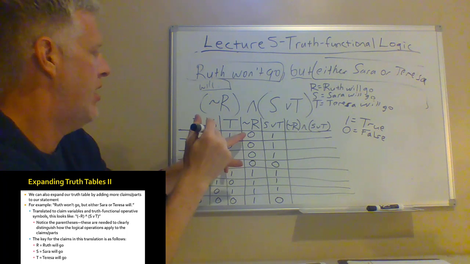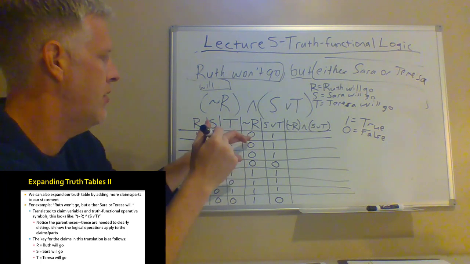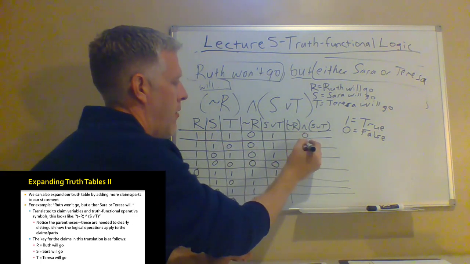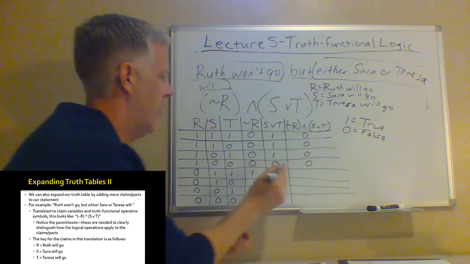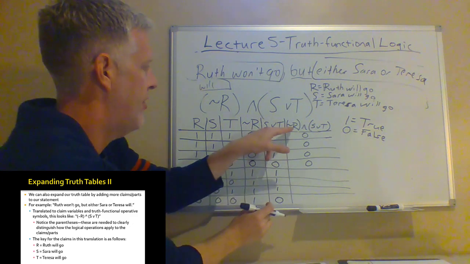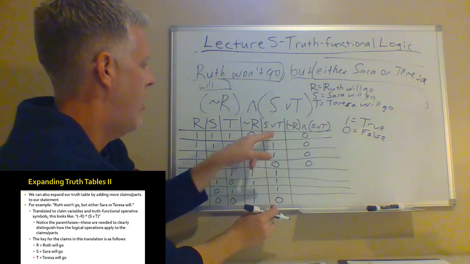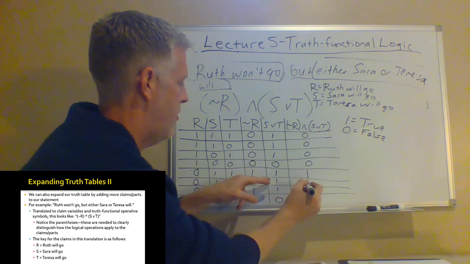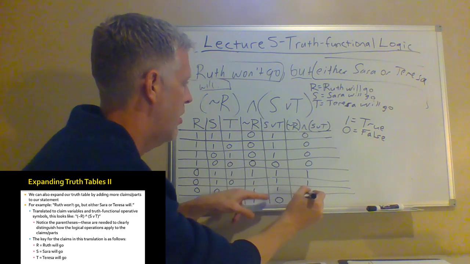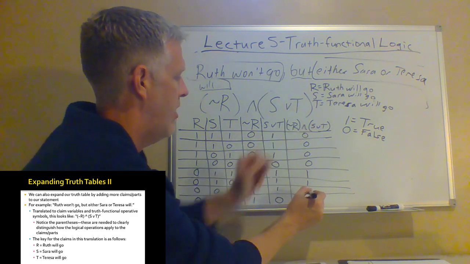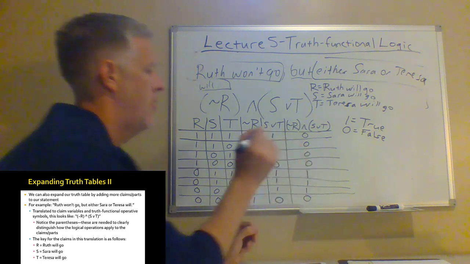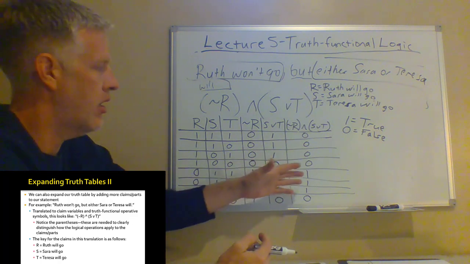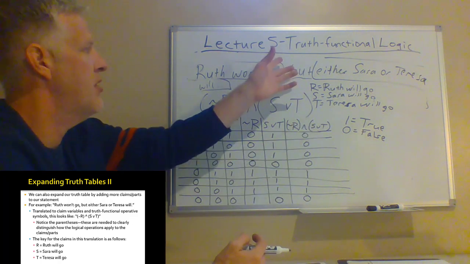So let's look at not the case that R. Look, in all four of the first scenarios, this is false. So the whole thing is going to be false. Okay, now the last four rows, not the case that R is true. But what about S or T? So here we go. Okay, they're both true in this scenario. They're both true here. They're both true here. But here, while not the case that R is true, S or T was false. So that would be false.